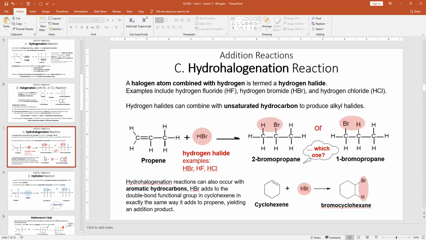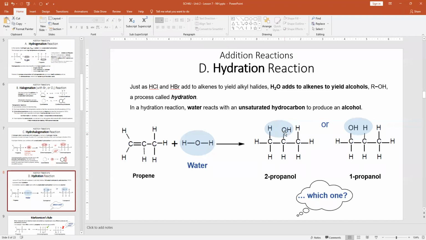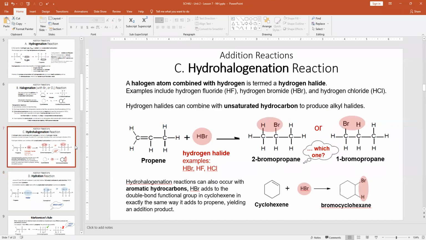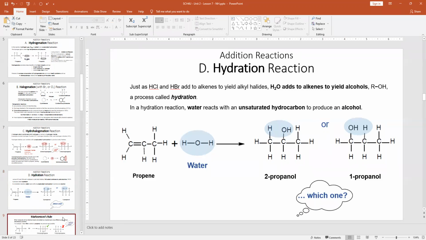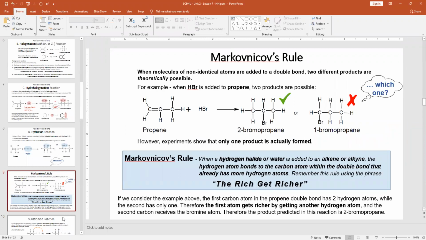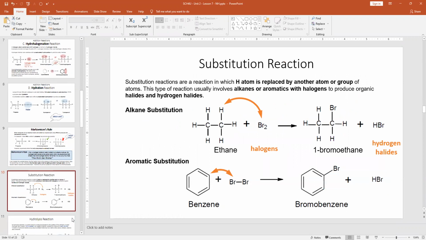And then our big question was, which product are you going to have? Where is the hydrogen going to go? Where is the OH going to go? Where is the bromine going to go? Where's the halide going to go? Which one of these is the correct product? And then I talked to you about Markovnikov's rule, and the rule of rich gets richer. The hydrogen atom always goes to the carbon atom within the double bond that already has more hydrogen atoms. The rich gets richer.